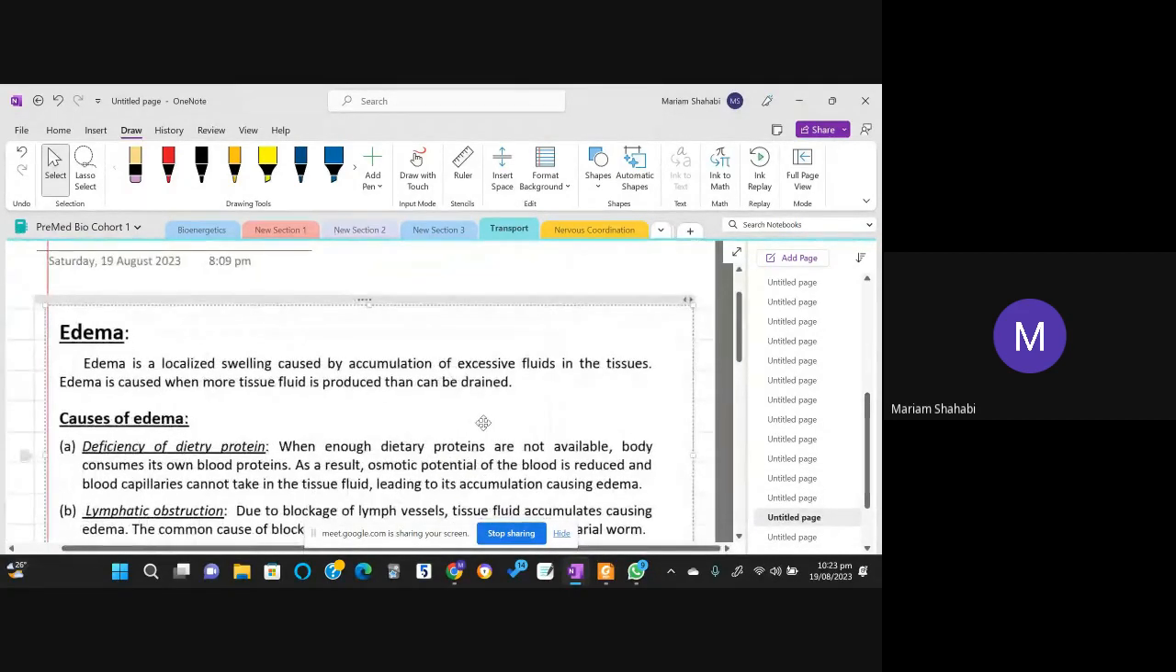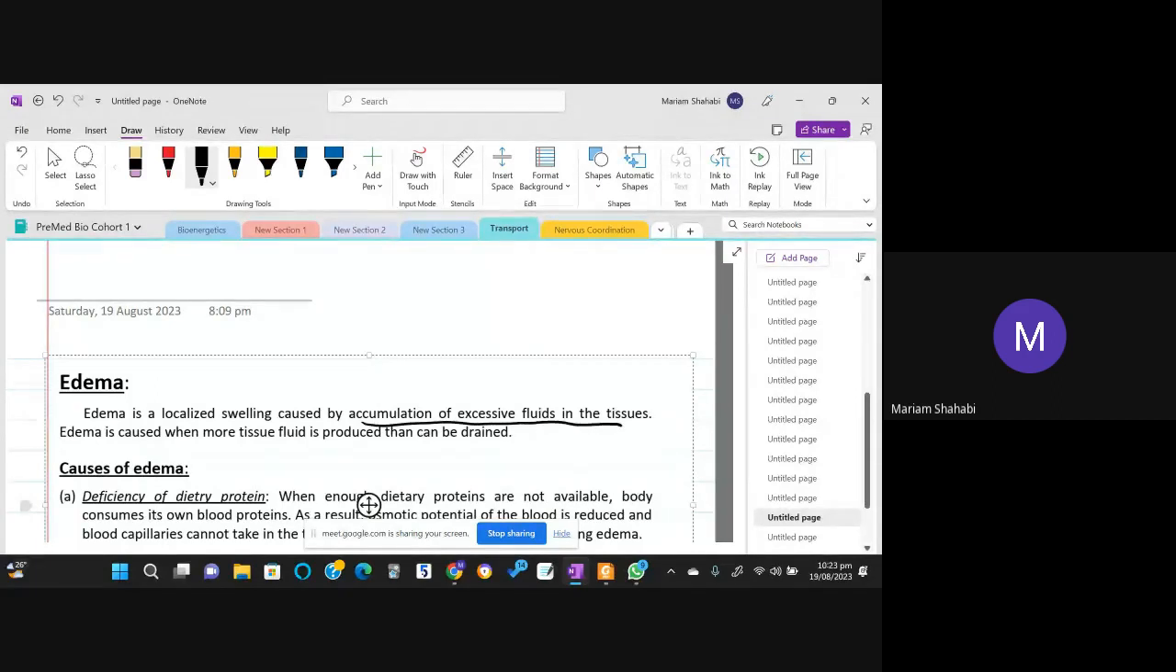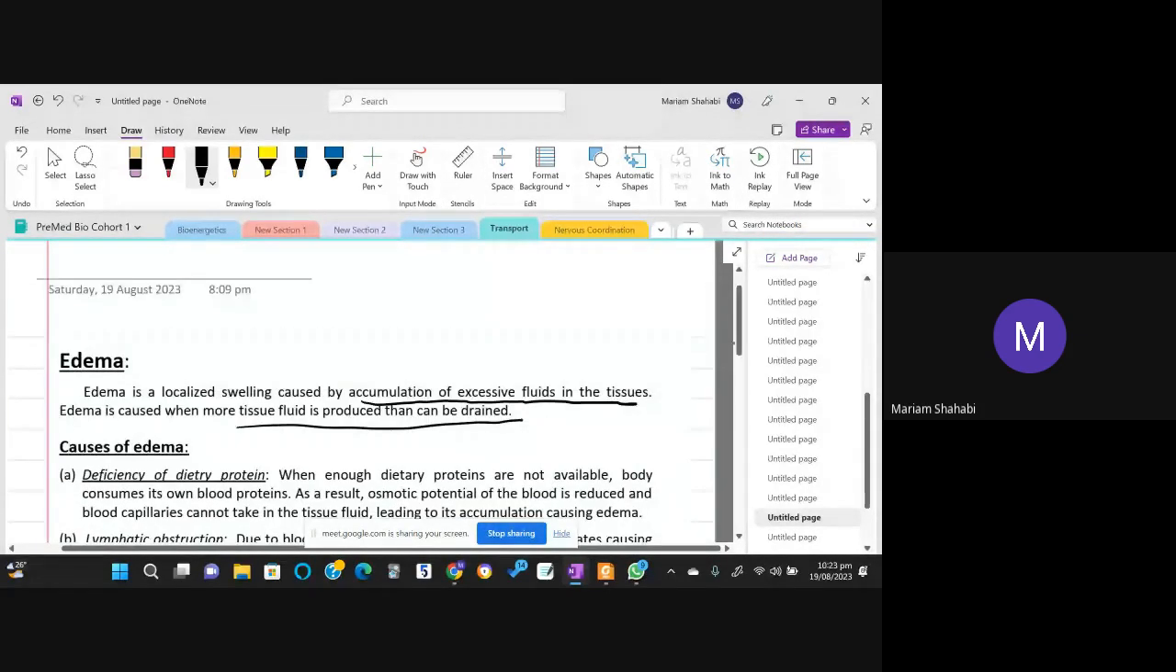अच्छा, now there is a condition called edema. अब मैंने बताया था ना कि there has to be a balance. जब ये balance disturb होता है ना, तो this is one condition that can happen. Accumulation of excessive fluid in the tissues. Now why would that happen? Because more tissue fluid is produced than can be drained. More tissue fluid is exiting the capillaries.